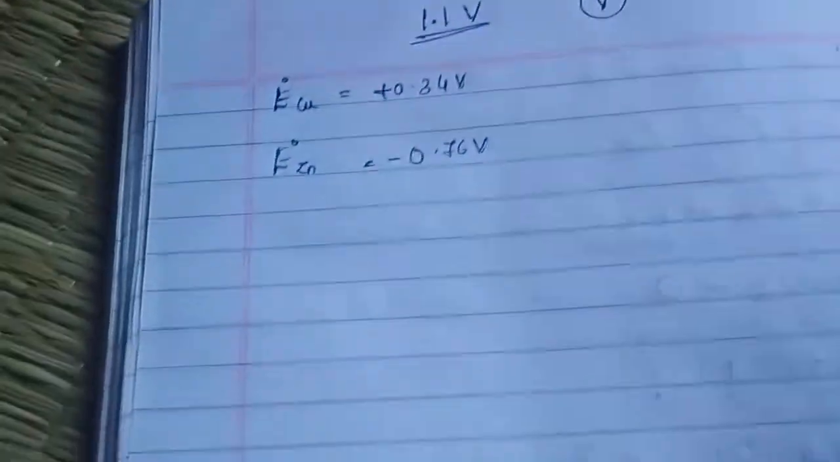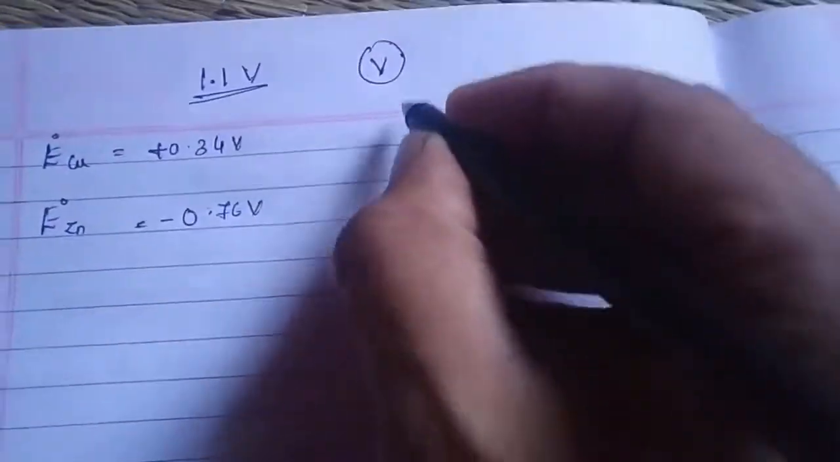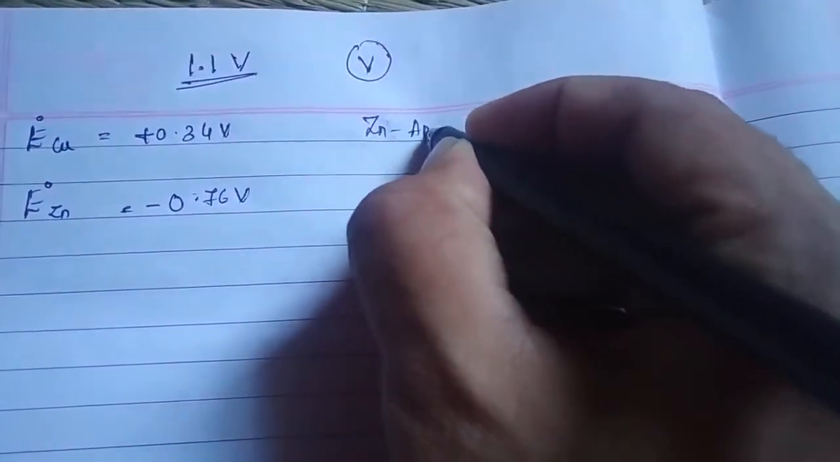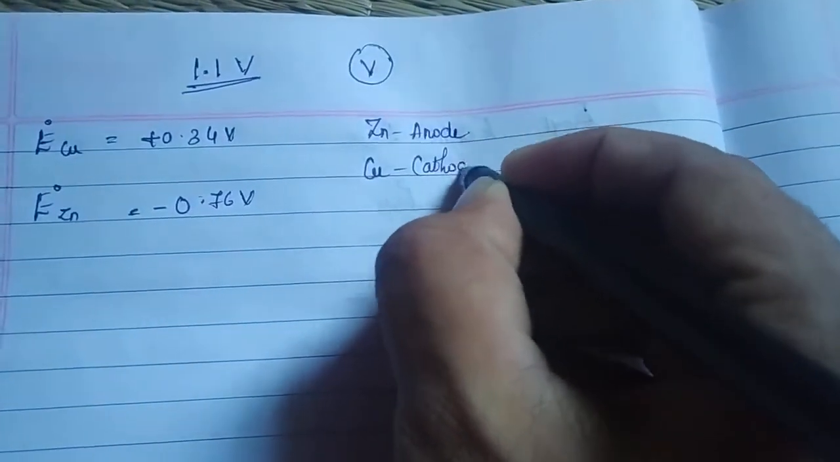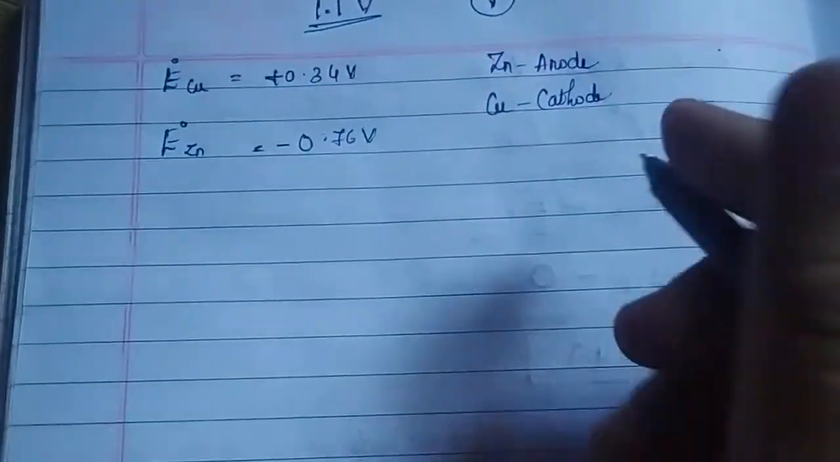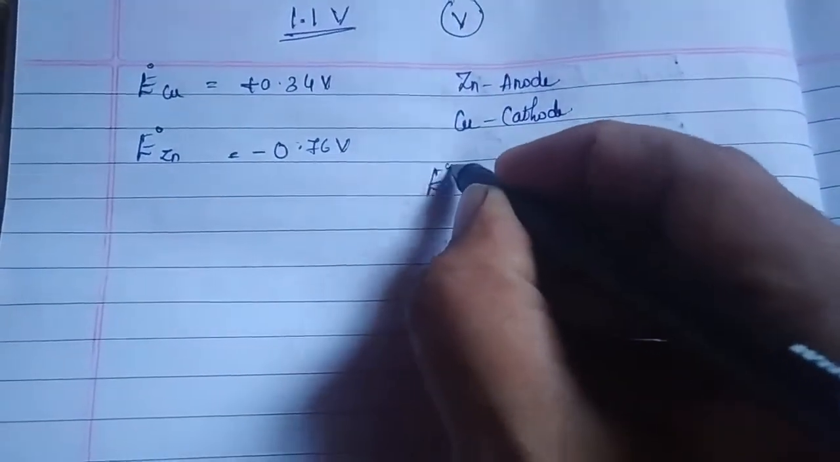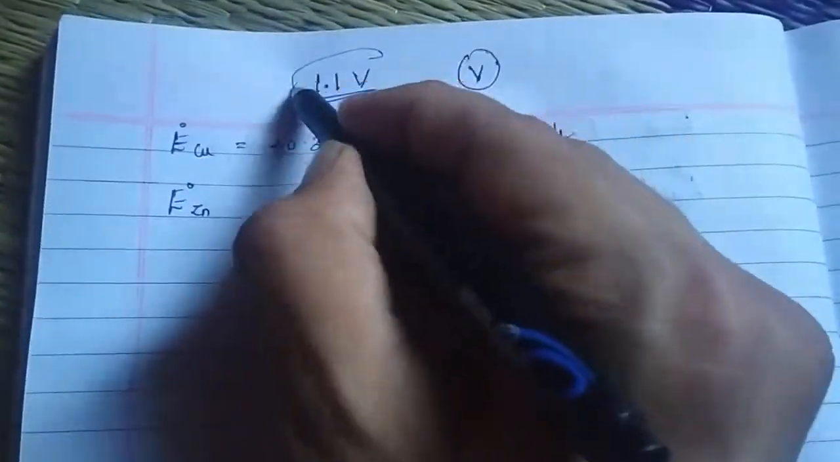So when I am considering the Daniell cell, of course my zinc will be acting as the anode, and my copper will be acting as the cathode. Yes or no? So I know the formula for E0 of this cell, and we got 1.1 volt.